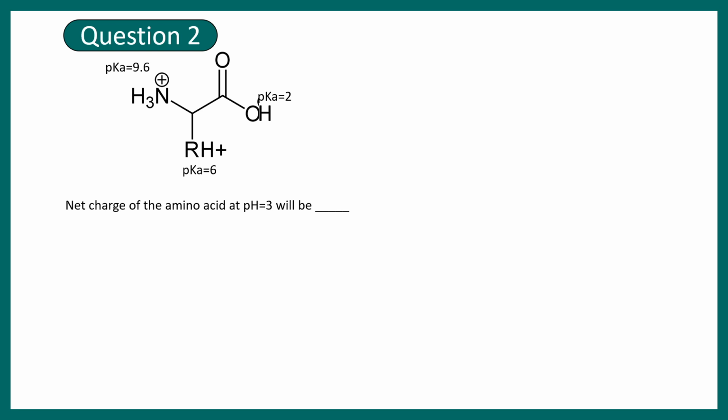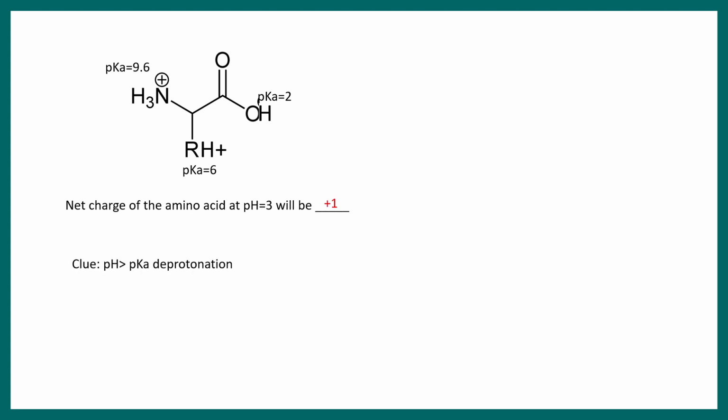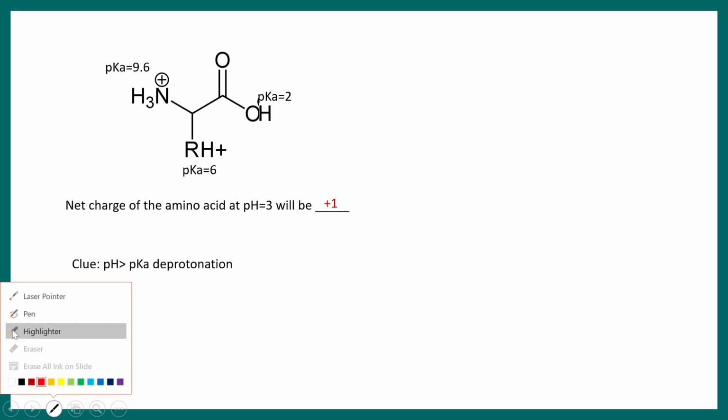Okay, now question number 2. Net charge of this amino acid at pH 3 will be. So the format is the same. This is a question type that you need to solve. At every particular region you have to see whether pH is greater than pKa or lesser than pKa. For example, you can understand here the overall charge would be +1. Why is that? Let me show you.